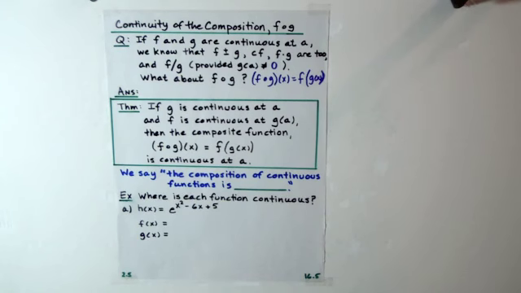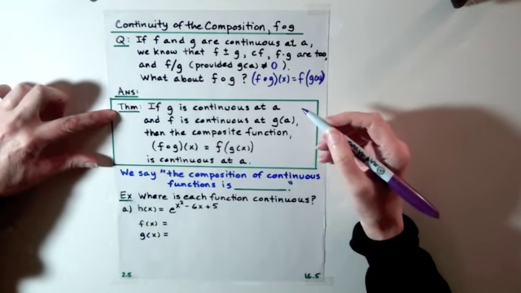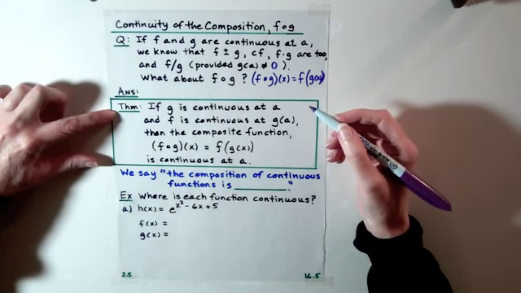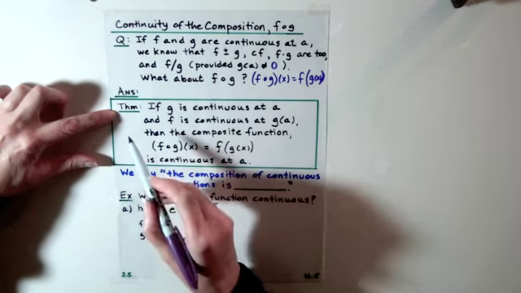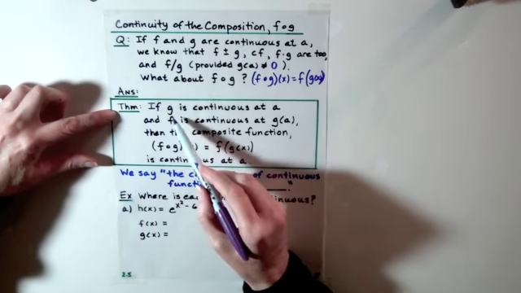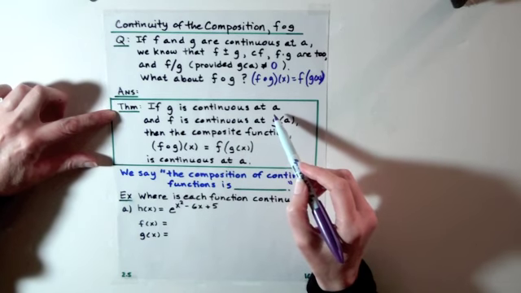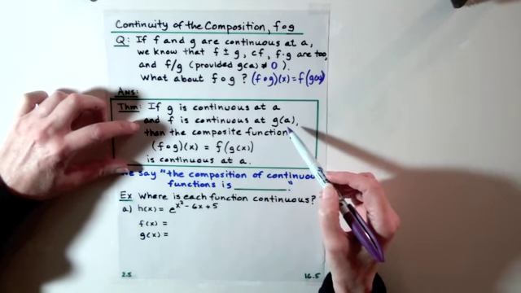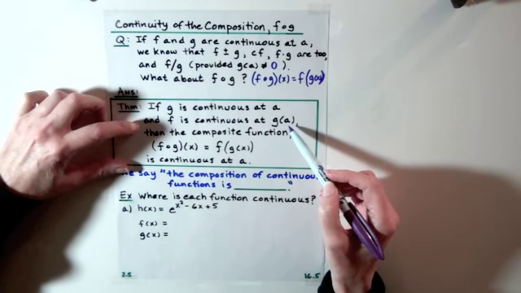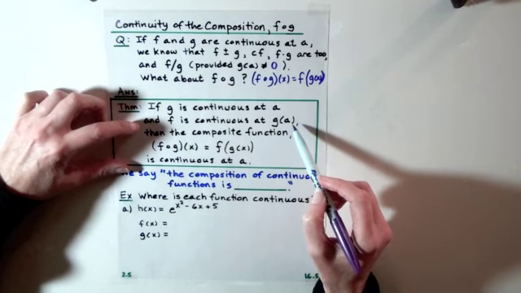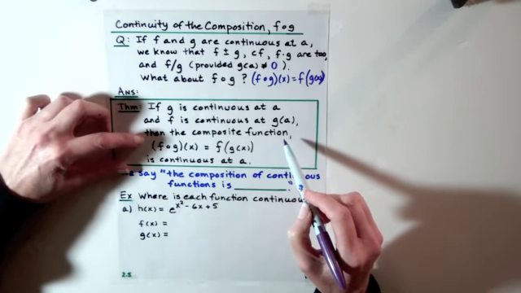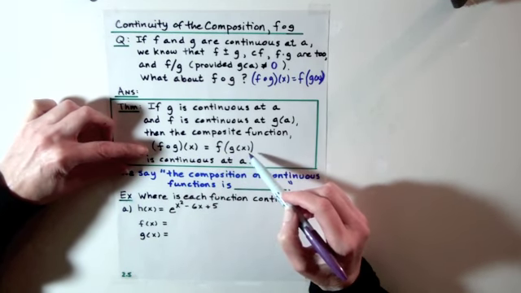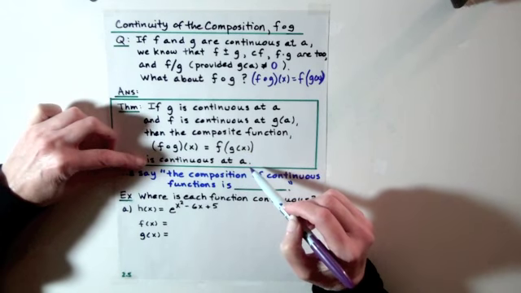Okay, well, the answer to this question is a theorem that we are not going to try to prove. I believe it's proved in the appendix in the back of your textbook, but it is quite tricky to prove this, although not out of the realm of this course. But the theorem says that if g is continuous at a number a and f is continuous at the output of g at the number a, so if f is continuous at g of a, then the composite function f circle g of x, which again just means f of g of x, is continuous at a.